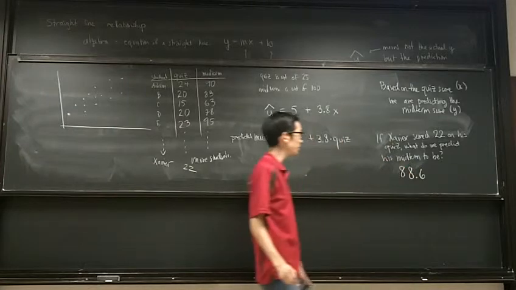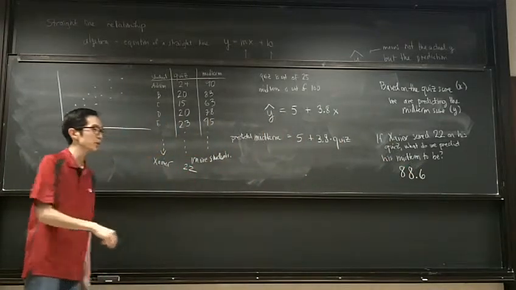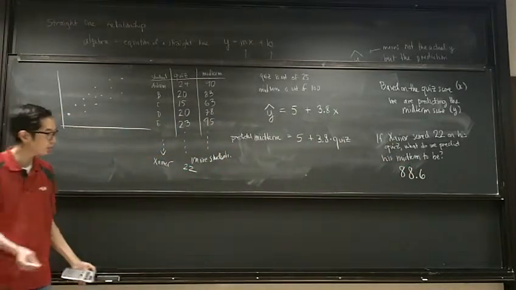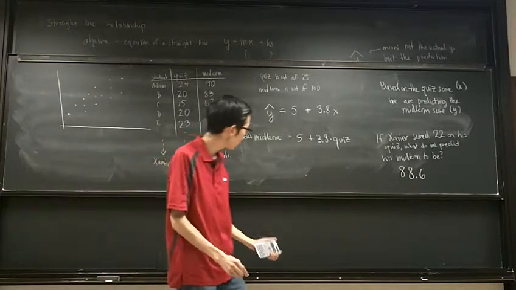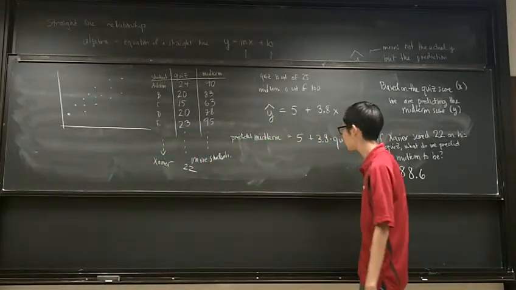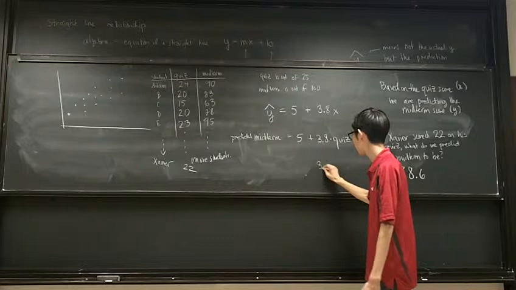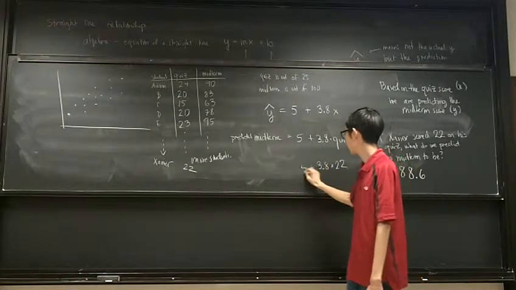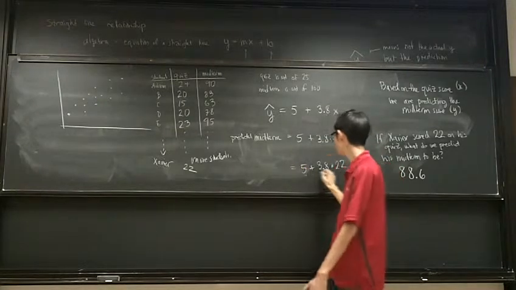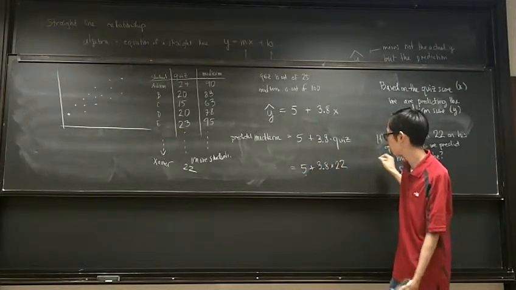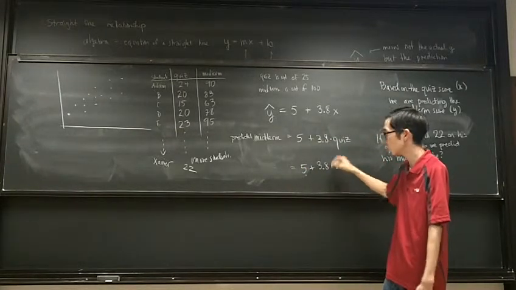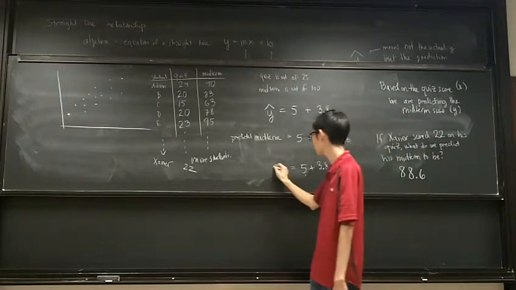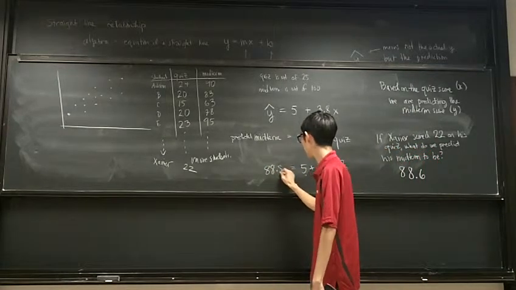Alright, so Xavier scored 22 on his quiz. We're predicting that his midterm score is going to be 88.6. And the way we got that is we just plugged in his score: 3.8 times 22, and we add 5. And of course, order of operations, 3.8 times 22 gives us 83.6, plus 5 gives us 88.6.